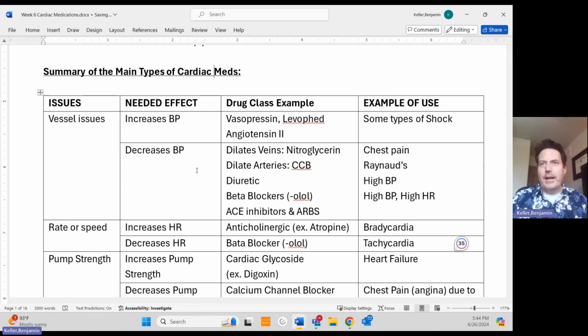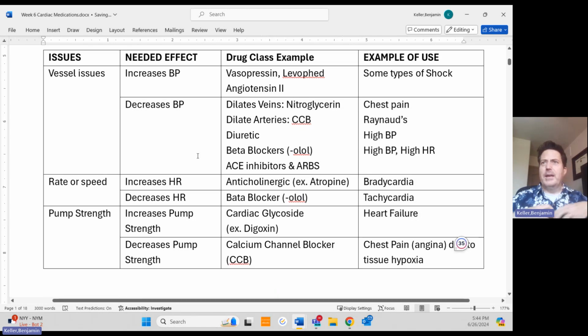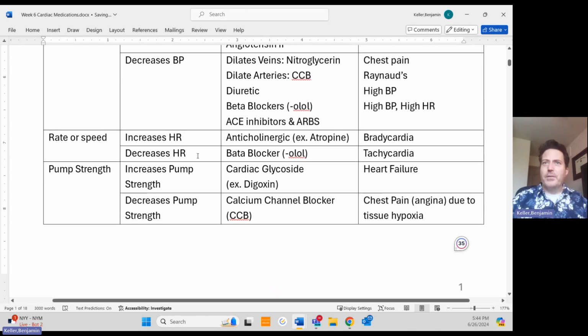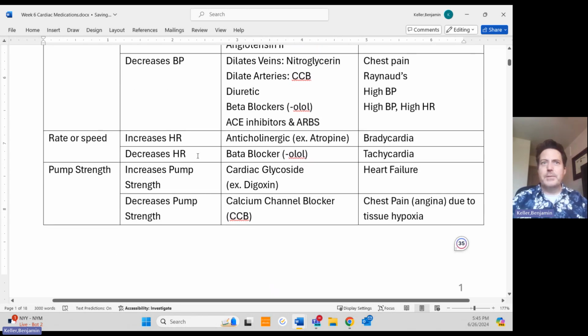Maybe we can use a diuretic to remove some of the fluid volume, or maybe we need to slow down the heart rate using some beta blockers, which also have an effect on the ability to create some vasodilation. Or you have ACE inhibitors and ARBs. We use nitroglycerin for things like chest pain. We use calcium channel blockers for things like Raynaud's and vasospastic angina, and we'll talk about that a bit more. Diuretics for high blood pressure, and beta blockers, and ACE inhibitors for high blood pressure.